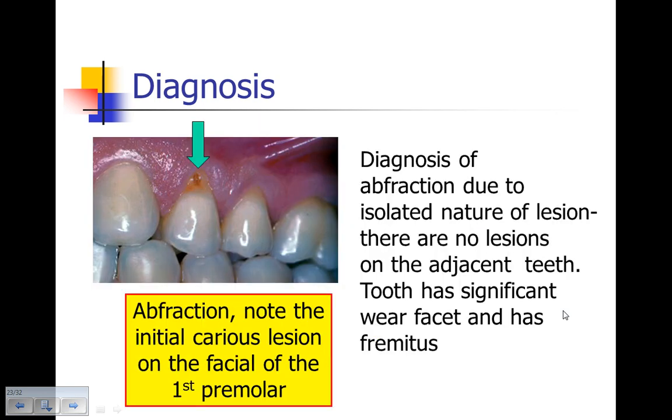We'll sometimes see areas of non-carious cervical lesions that form carious lesions, as we see in the facial of this first premolar. There are no lesions on the adjacent tooth. This tooth happens to have a significant wear facet and fremitus, which probably contributed to the non-carious cervical lesion, the abfraction that was there. In fact, by history, that tooth may have had a previous restoration that had leakage under it that formed that carious area, but the patient isn't a good historian for that, but that's something to ask.